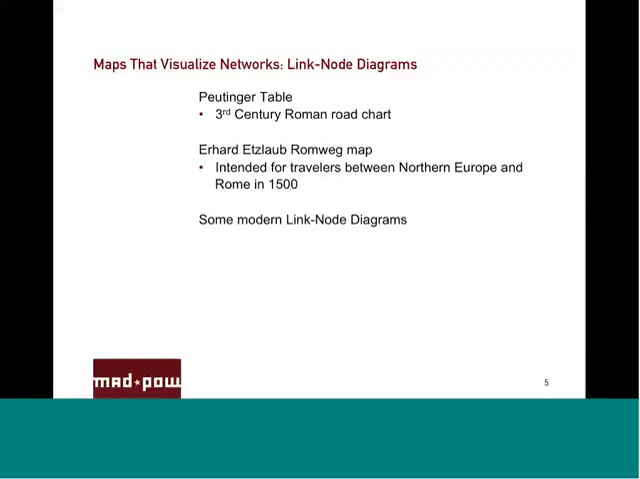So I'm going to start out by looking at some maps that visualize networks. This is a problem we often have when we're doing interaction design. I'm going to start out with two old examples: the Peutinger table, the oldest one we've got, which goes back to the 3rd century, a Roman road chart, and the Romweg map, which was created by Erhard Etzlaub in Germany around 1500. Then we'll go on to some examples of modern link-node diagrams.